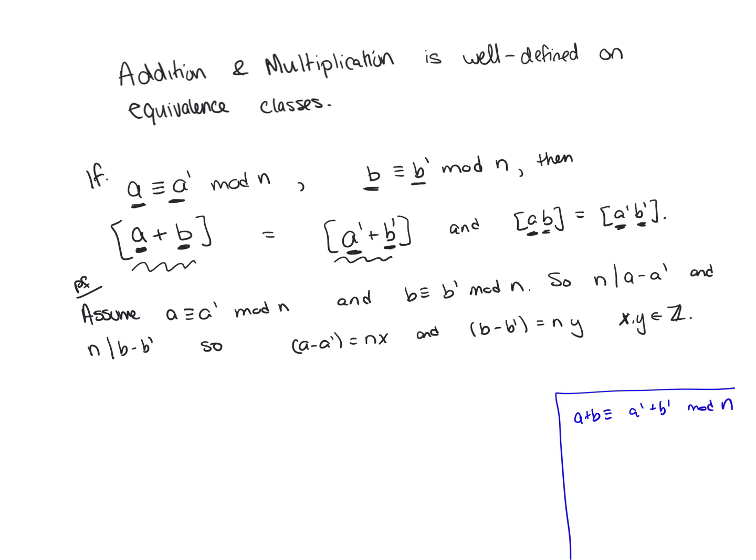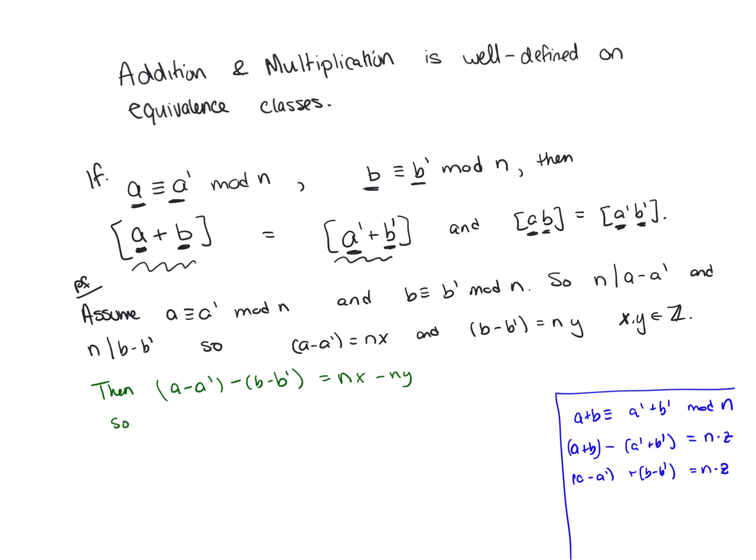So here's my want-to-show in the corner down here, which means I want to show that A plus B minus A prime plus B prime is divisible by n, so is equal to n times something. But that's the same as A minus A prime plus B minus B prime equaling n times something, which we should be able to get from what we have. So then I'll go in here and say A minus A prime plus B minus B prime, which is equal to, well, let's say that's equal to nx plus ny.